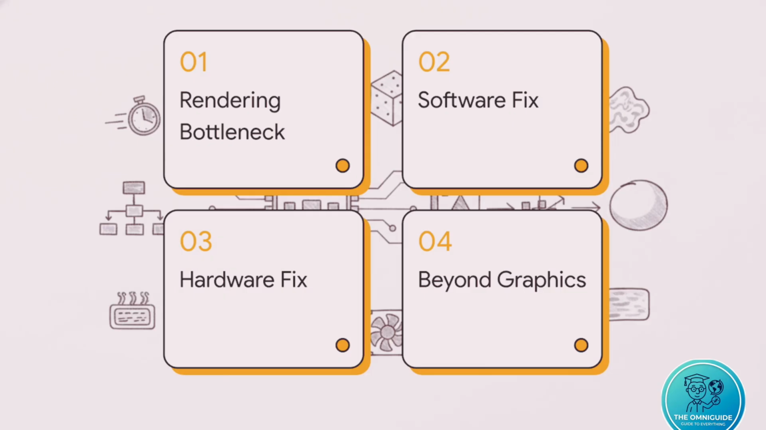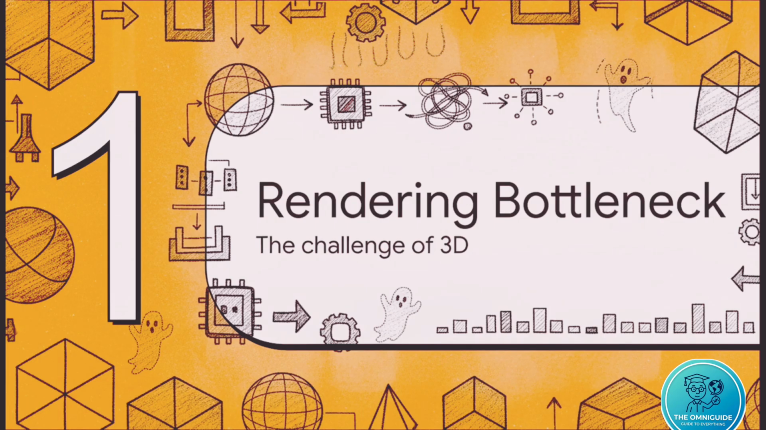All right, here's our roadmap for today. We'll start with the great rendering bottleneck, dive into a software fix called Smart Culling, look at a hardware fix using delay streams, and finish up by exploring spatial data way beyond graphics. Let's get right into part 1, the great rendering bottleneck.